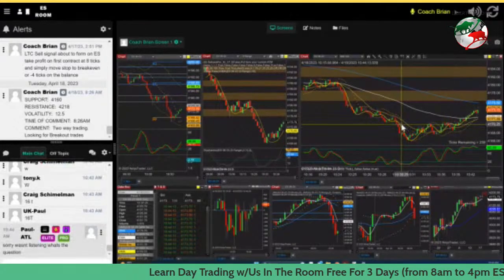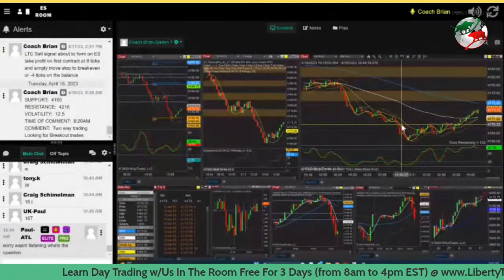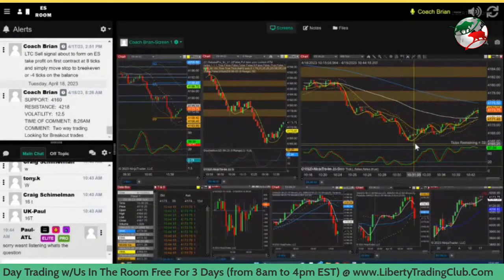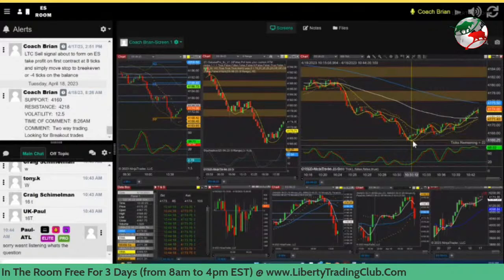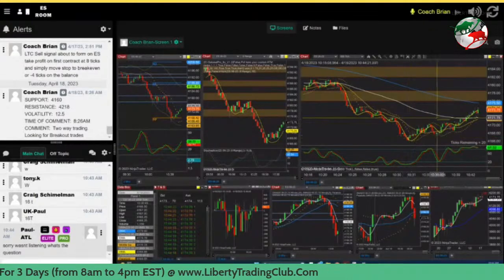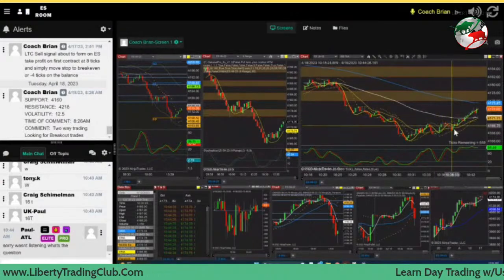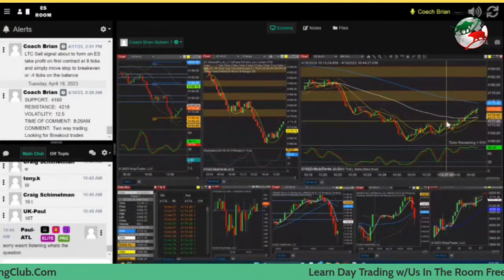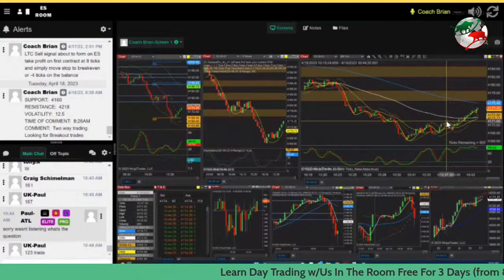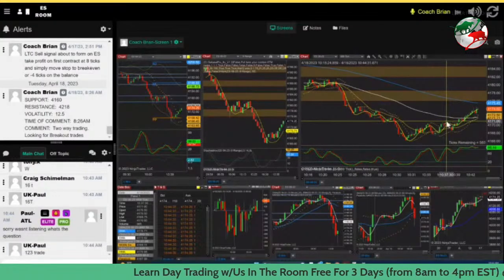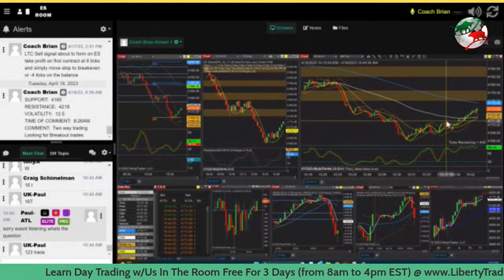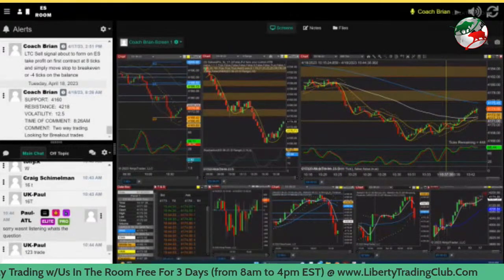Good guesses, guys, but what's the question? Pay attention. We had the little V bottom, push up, retracement, little tiny push higher, retracement, and then a continuation of that move. Paul knows what it is. Hey, UK Paul knows as well. 1, 2, 3, reversal trade.